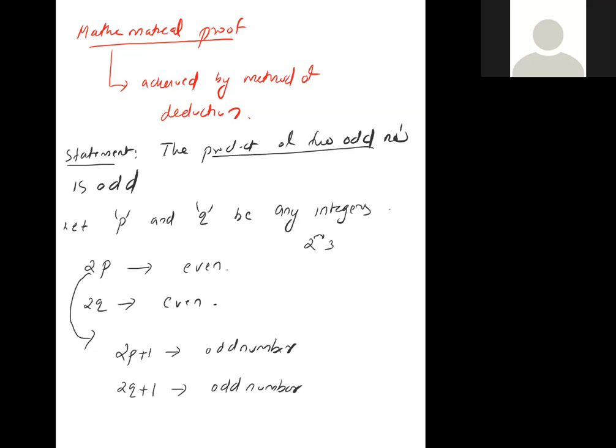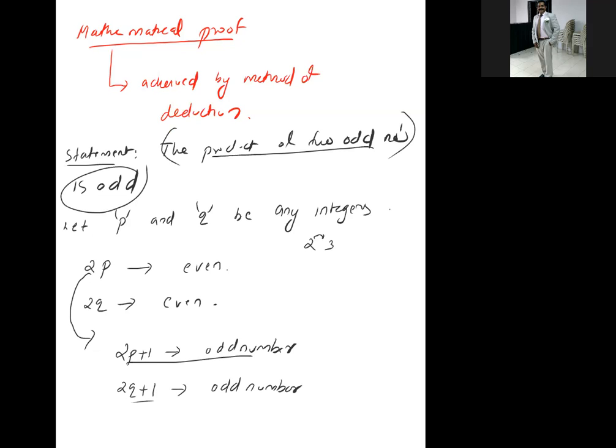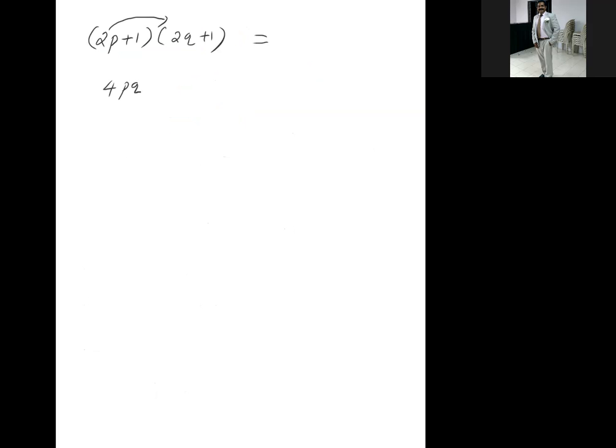No. Then what is our statement? We are going to show that the product of two odd numbers is odd. So we're going to take the product of these two odd numbers: 2p plus 1 multiplied by 2q plus 1. Can you please expand this? 4pq plus 2p plus 2q plus 1. So can you factorize this?